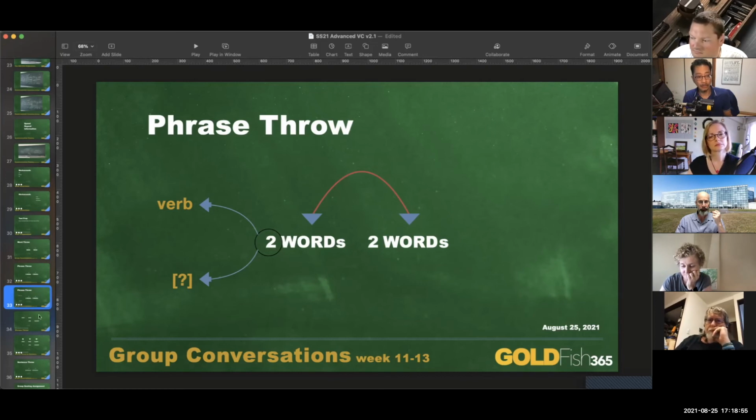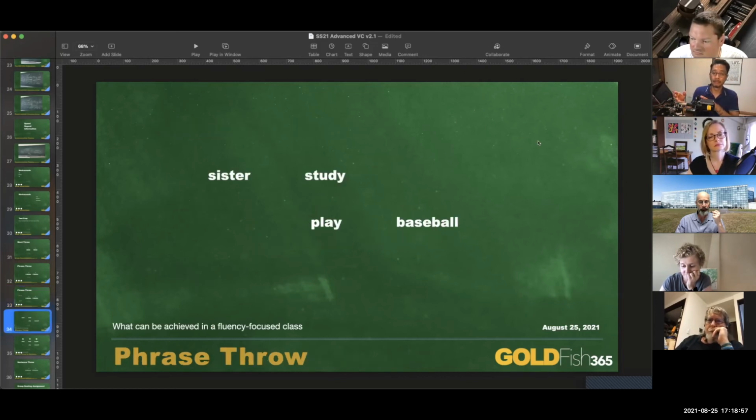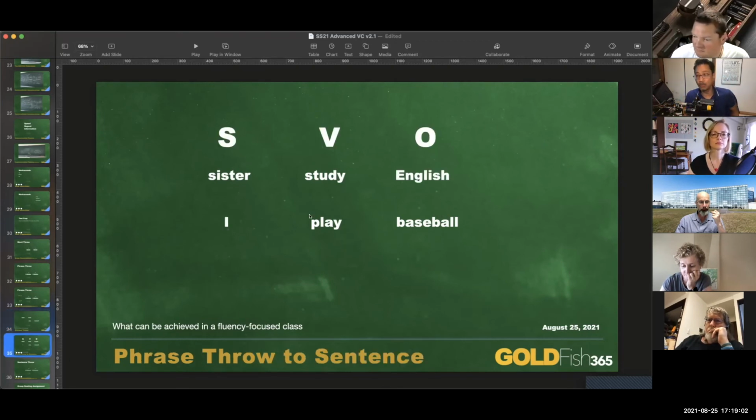Then they're going to start saying things like sister, study, play, baseball. You know what? If you just tag on one more word, you've got a sentence. Sister, study English. Oh, you mean your sister? Yeah, my sister studies. But don't rag on them if during the sentence throw they still say things like sister study English, because that is a perfectly communicative phrase. Not a perfectly grammatical sentence, but this is what you want. I play baseball is a grammatical phrase.